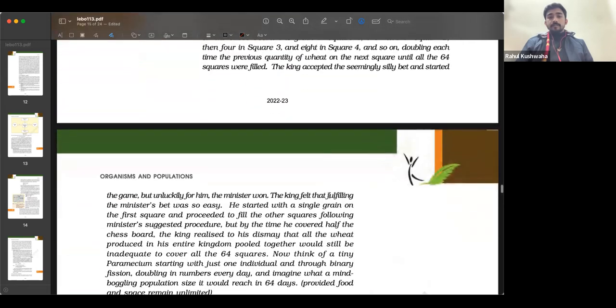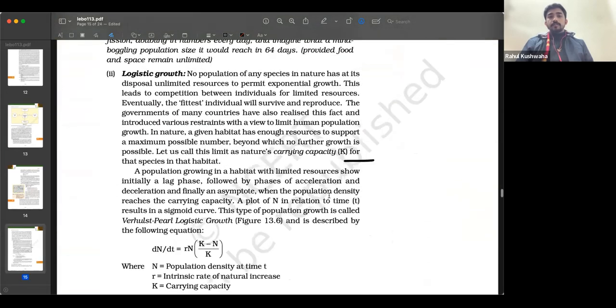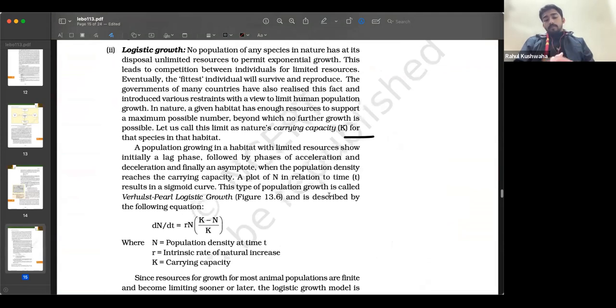So now let's go to logistic growth. The whole point of studying logistic growth is that, as I told you, in nature no growth is supported by unlimited resources, right? So what factor actually limits any population size? It could be food. It could just be space.